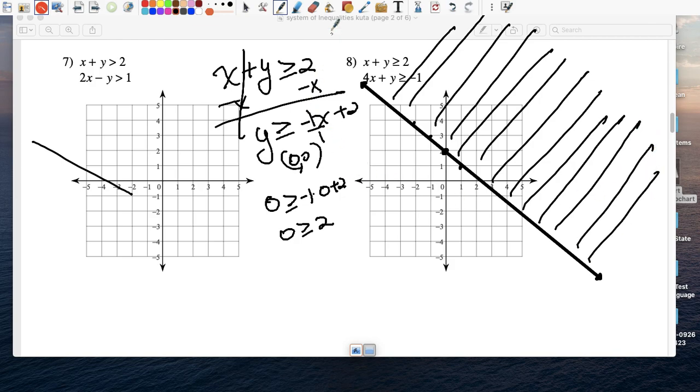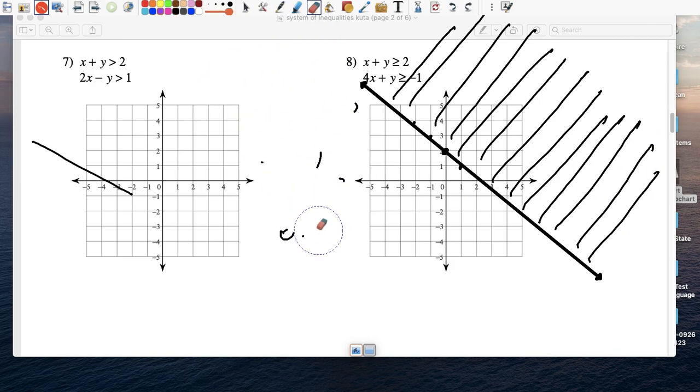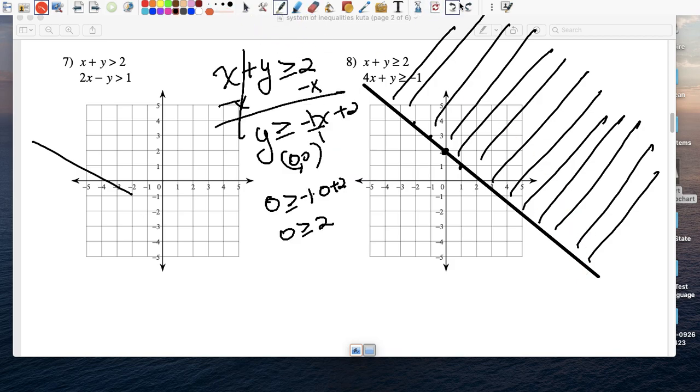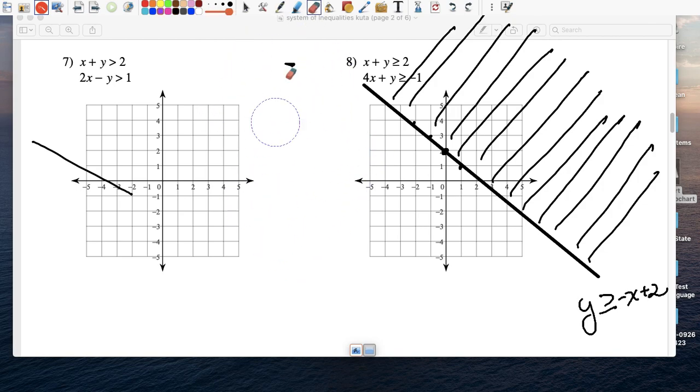first inequality true. I keep forgetting to give names. So this is, I forget, what was it? Y greater or equal to negative x plus 2. So that's the name of the line. Second one.